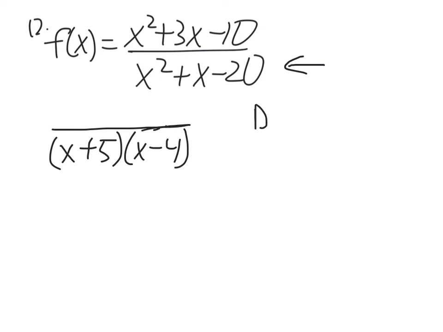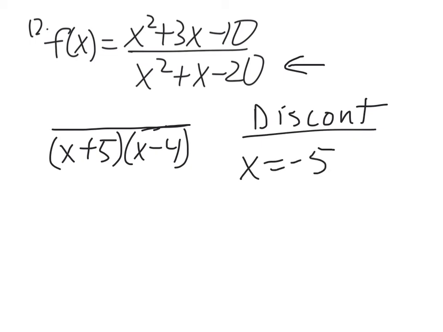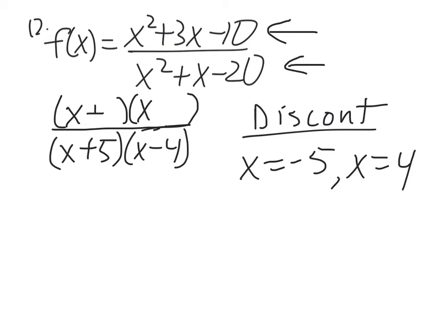So we have discontinuity at x equals -5 and x equals 4. Now, are these removable or non-removable? Well, that depends on actually how the numerator factors. What's it factor into? Okay, +5 and -2. And that shows us the x plus 5's cancel out.